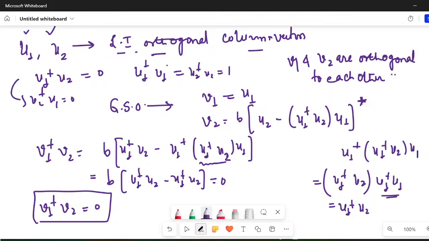So this is referred to as Gram-Schmidt orthogonalization. So what is Gram-Schmidt orthogonalization? Given a set of linearly independent orthogonal column vectors, let's say u1 and u2, which are normalized as well, then we can construct another column vector by the procedure as mentioned.